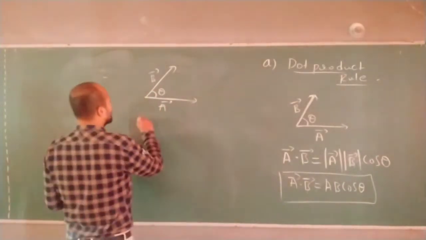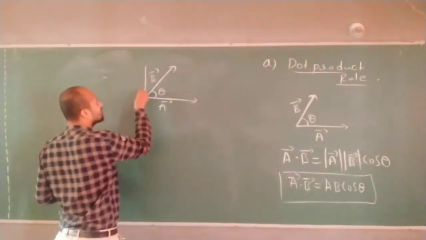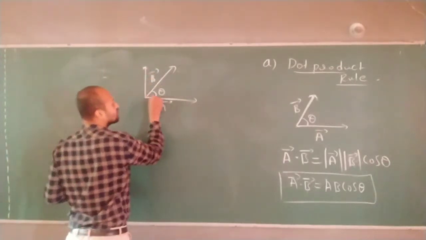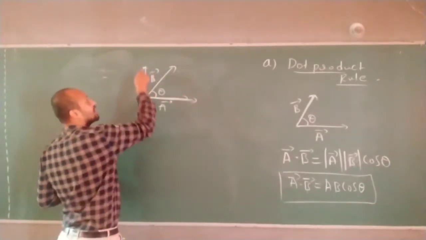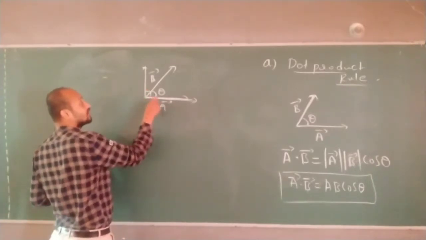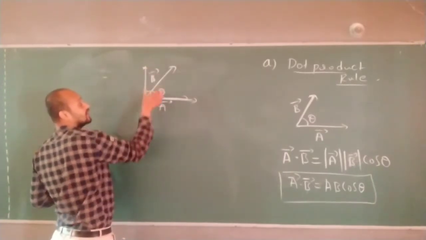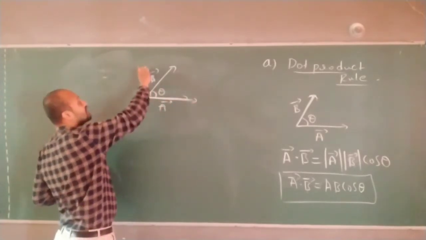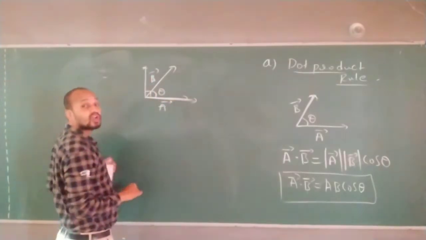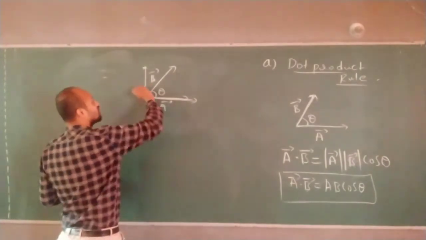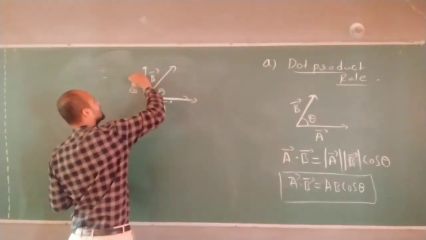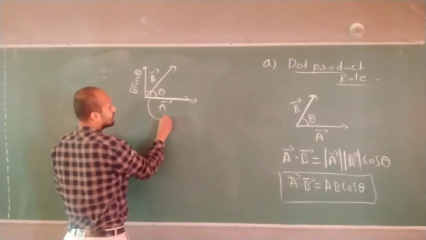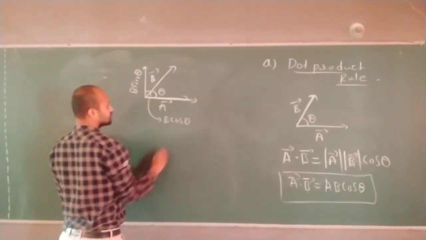Correct? Now see here. I will resolve this vector, which vector? B vector, into two components. One is along A, one is perpendicular to A. I am resolving B into two components. Resolution of vectors. Correct? If I resolve this, what is this line? This will be B sin theta. What is this vector? This will be B cos theta.